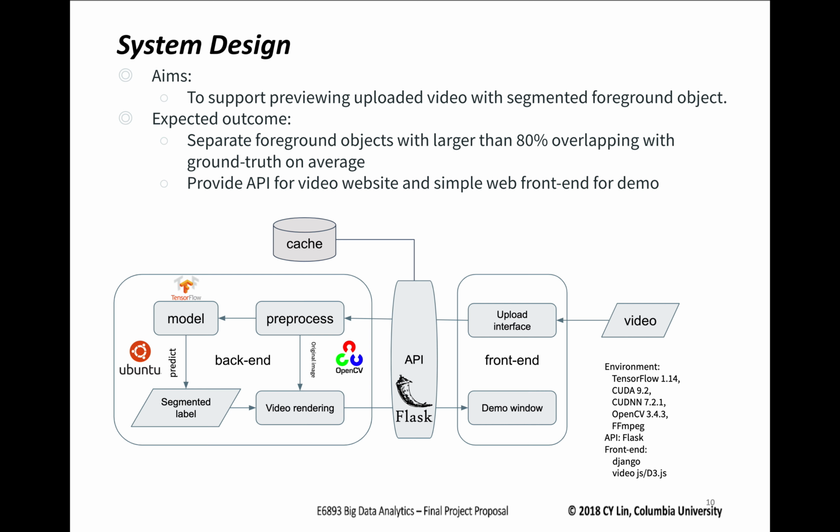From this diagram, we can see the user can upload a video in the upload interface. It is actually a website. Once the website gets the uploaded video, the video is sent to the Flask API through a request POST method, and the API gets the uploaded file, then sends it to the backend to do some preprocessing, and then uses the model to predict the segmented label. Finally, it does the video rendering, then sends it back to the Flask API. The API returns it to the web interface for the user to preview.